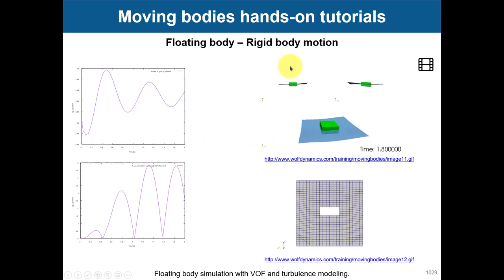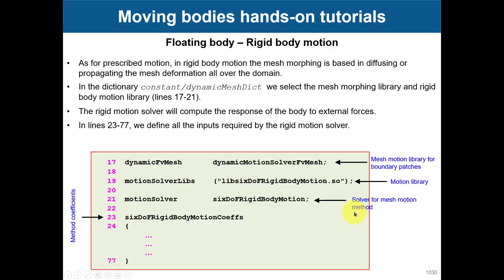So we have this body and you can see that it's falling, and the motion is responding to the interaction of the external forces. So you can track the position of the center of gravity and so on. And this is the same as in the previous tutorial, the mesh deformation, where you propagate that deformation in the domain. So let's see what happens here.